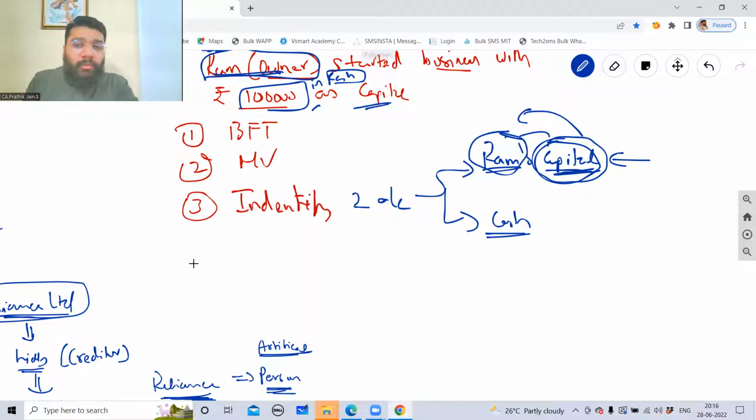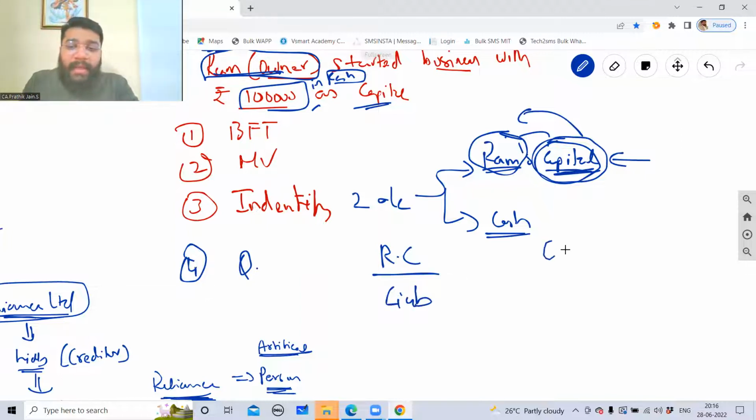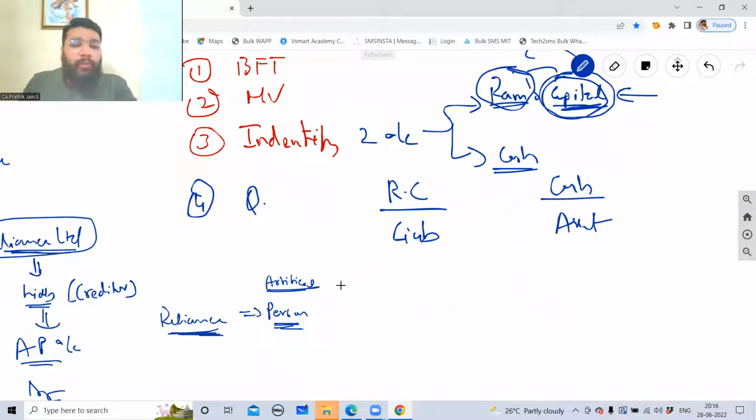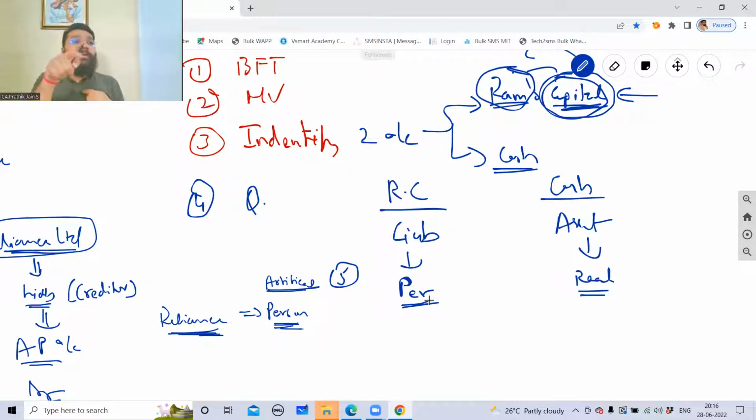Having identified the two accounts, tell me which quadrant each belongs to. Ram's capital account belongs to the liability quadrant. Cash belongs to the asset quadrant. For the liability, which rule will you follow? Personal account. For an asset you follow the real account rule. For a personal account, we ask the opposite person. From the business, who is the opposite person? Ram. Ram, are you the giver of the capital or the receiver? Giver of the capital. The rule says debit the receiver, credit the giver.